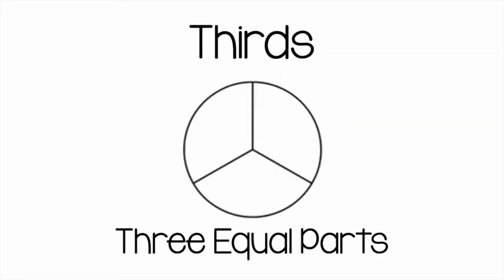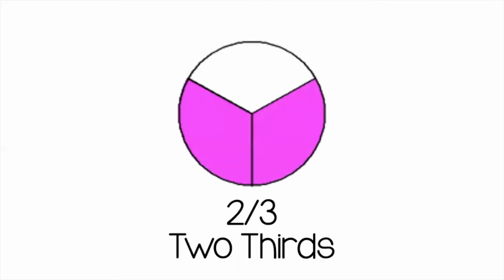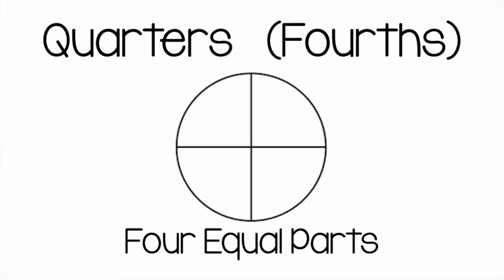When we have 3 equal parts, we talk about thirds. When one part is shaded in, we have 1/3. When 2 parts are shaded in, we have 2/3. And when 3 parts are shaded in, we have 3/3, or a whole.